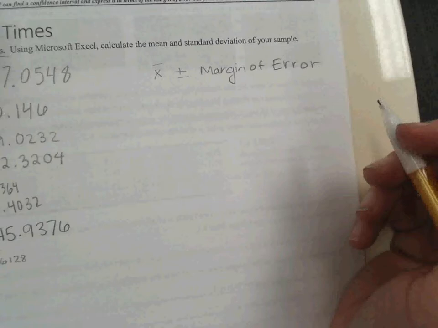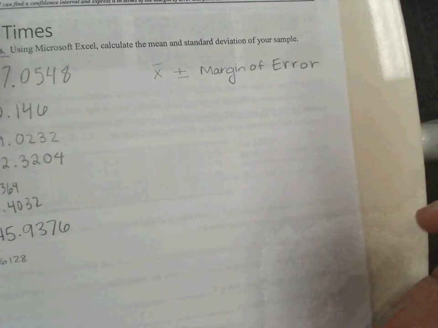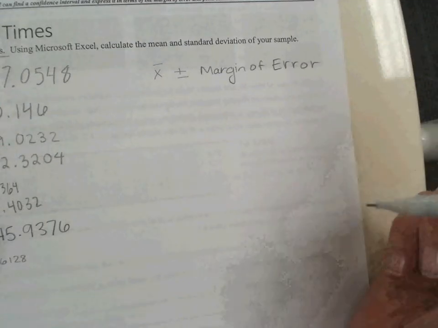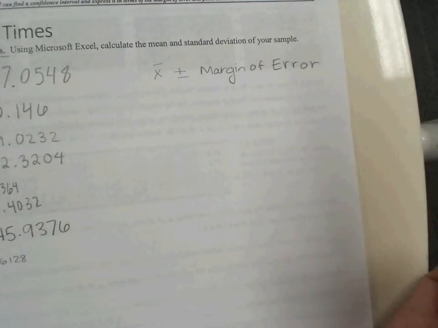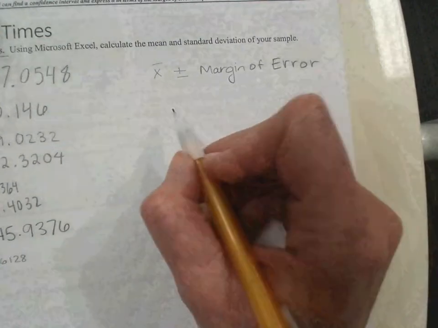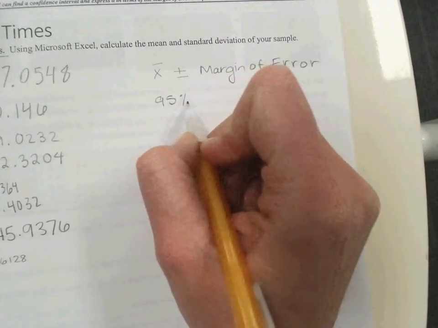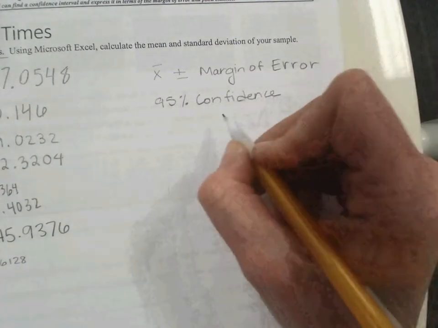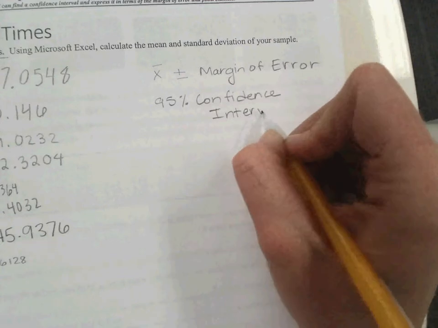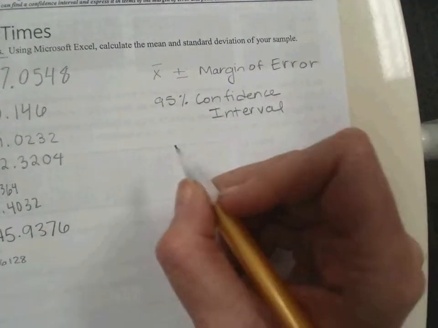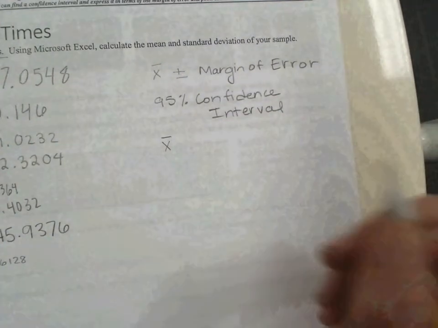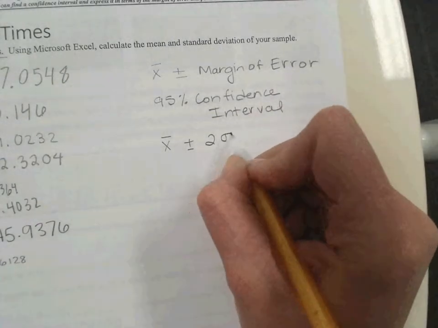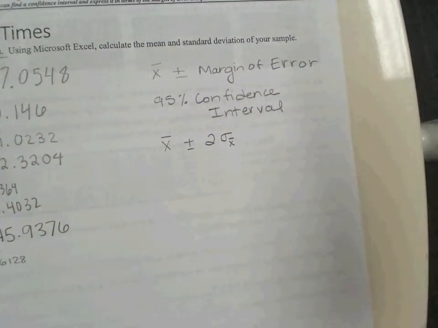Now, confidence intervals, the word confidence is actually clarified by a percentage. So in this lesson today, we're solely focusing on a 95% confidence interval. So for a 95% confidence interval, you do want to write this down, we would do our mean plus or minus 2 sigma sub x bars.